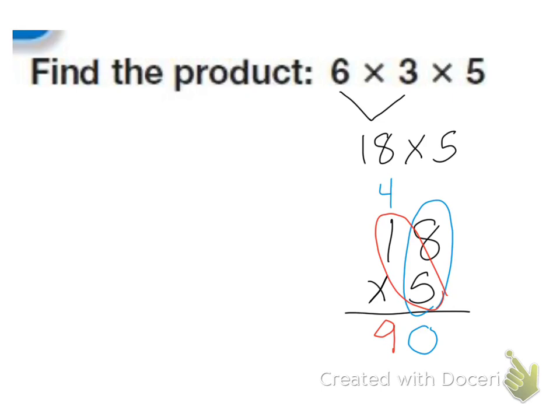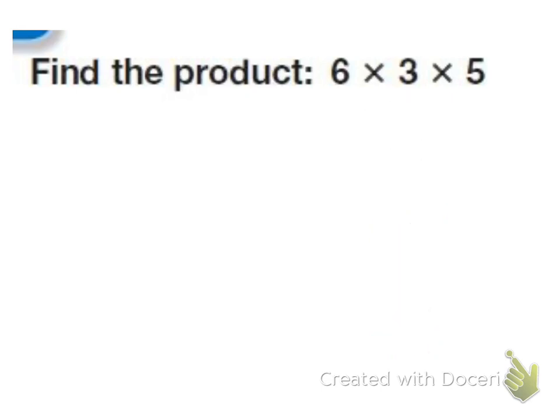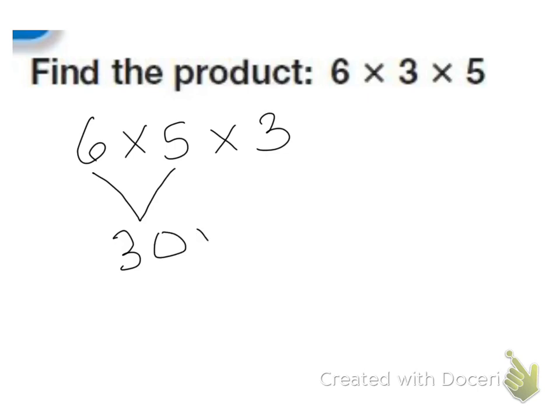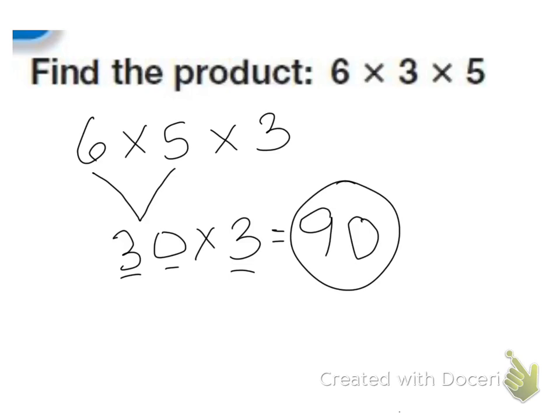The other way I can do this is I can find what two numbers multiply the easiest. So I can change this with the commutative property and do 6 times 5 times 3. Because I know that 6 times 5 equals 30. So then I have 30 times 3. Well, in my head I can think 3 times 3 is 9, and then I have a 0 left over. So my answer is 90.